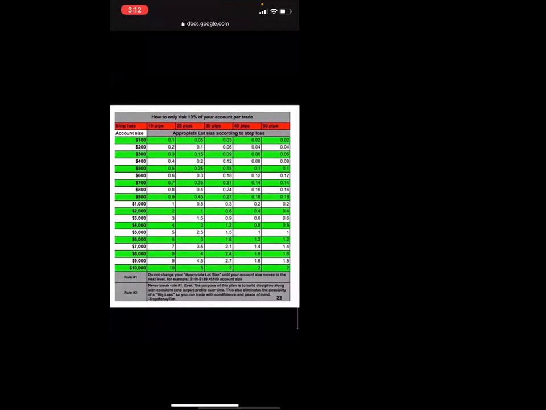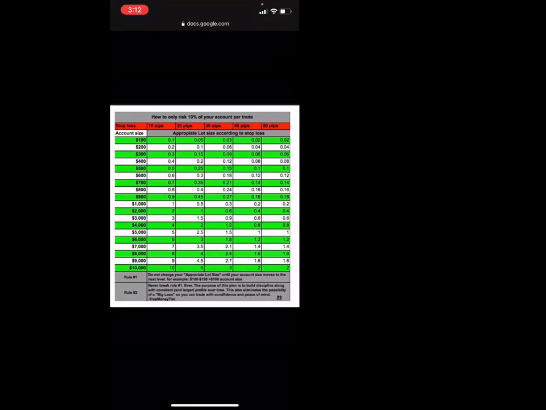Now, when it comes to finding your lot size, you want to only be risking 10% of your account. You want to follow that 10% rule so that you're never risking more than what your account can handle. So if you have a $100 account, you only want to be risking $10 out of that $100 because that's 10% of 100. If you have a $50 account, you only want to be risking $5 at once. So following this 10% rule is going to help you not over leverage.